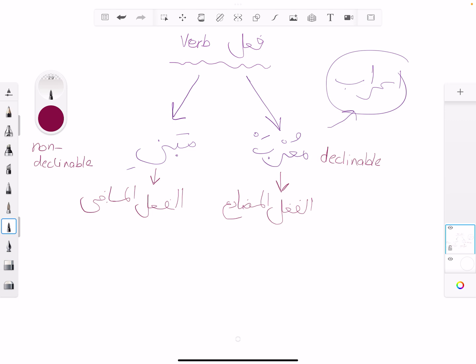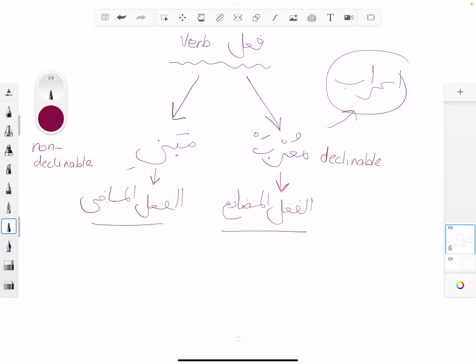Which means that it doesn't change in any state. So you know the states that we were doing before about marfu, mansub, majroor? We'll have the states coming in a minute, but we have a similar thing here where it doesn't change. It's just stubborn. You all have a friend who's very stubborn and he won't change. So mabni is like that stubborn person, doesn't change. Mu'rab is the one that changes, and mu'rab applies to fi'l al-mudari. Everybody okay with that?